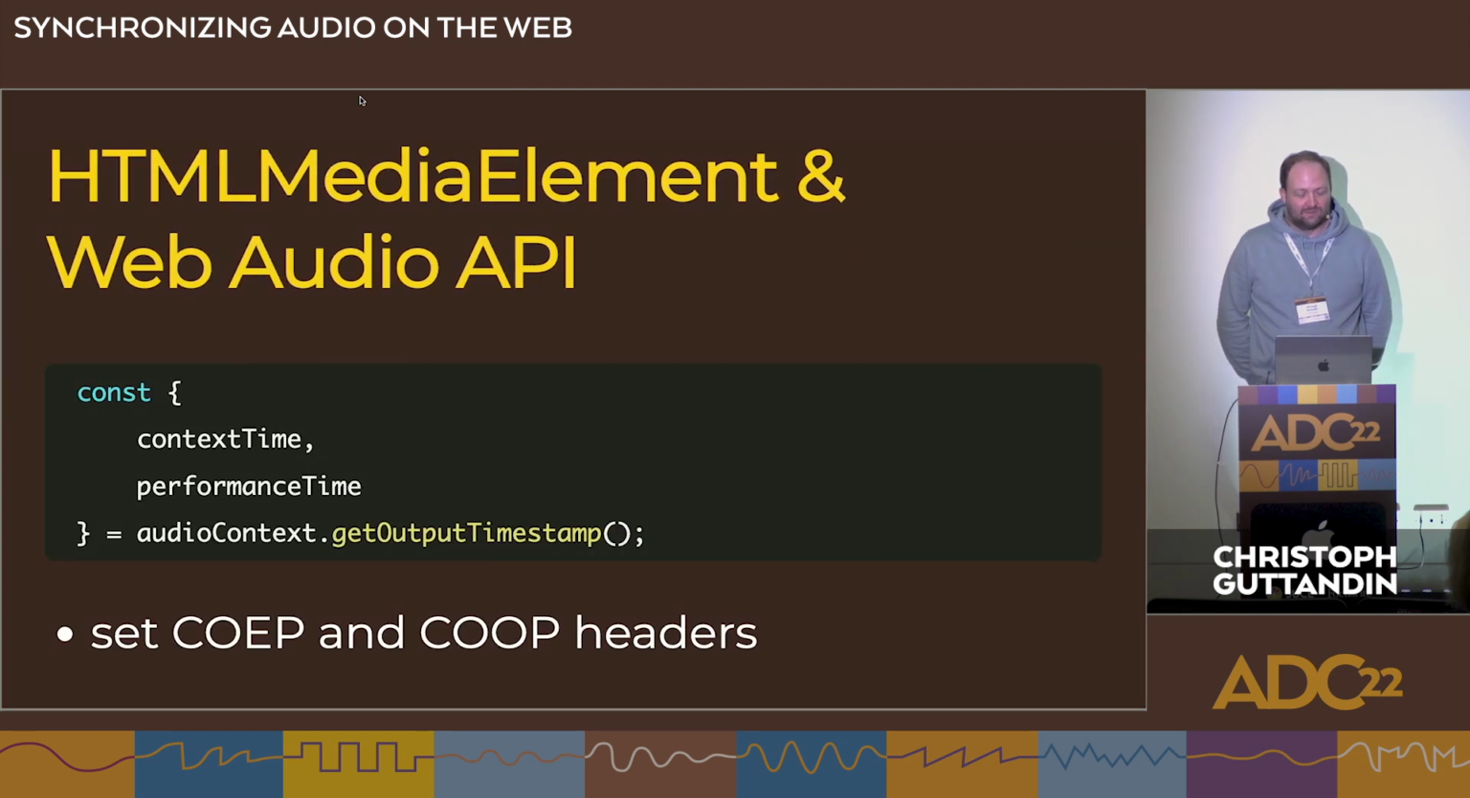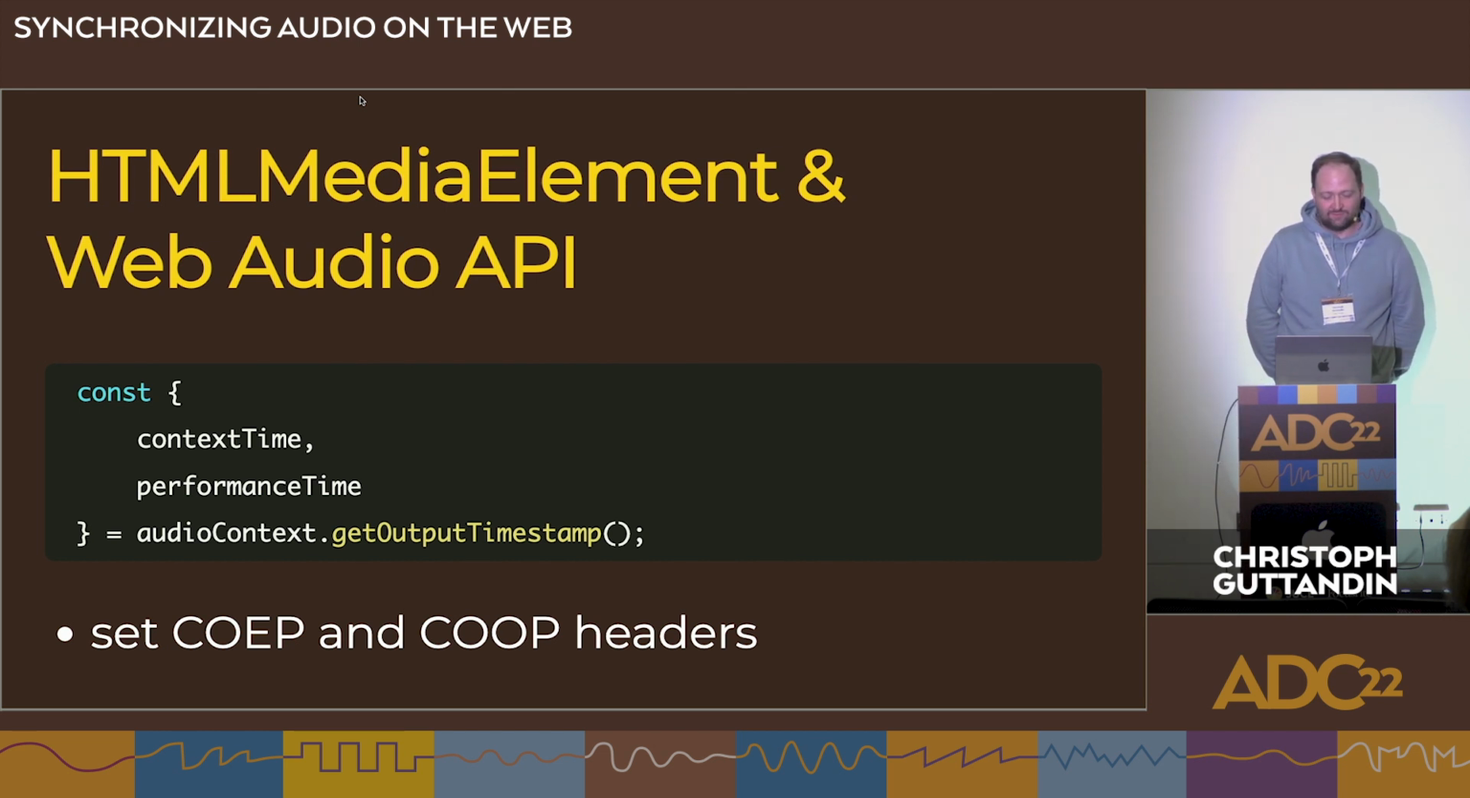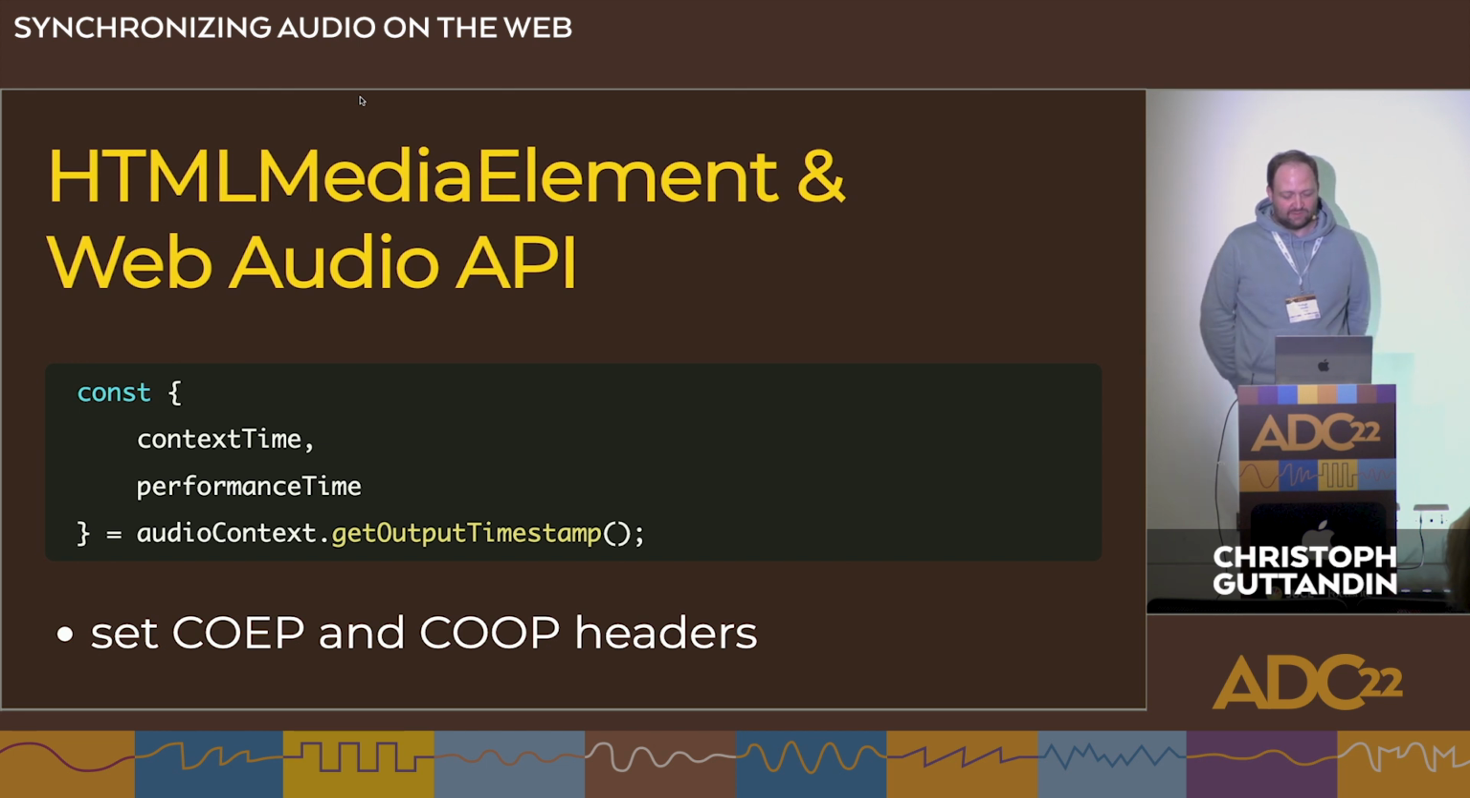And if you need to combine, for example, the media element and the WebRTC API, you can use the method called getOutputTimestamp, which gives you a pair of values called context time and performance time. The one is the time in relation to the current time from the audio context, and the other one is the time in relation to performance.now, like if you would call that on the main thread. And these two values are what these two properties would be at a specific point in time. So you can use those to map from one domain to the other.